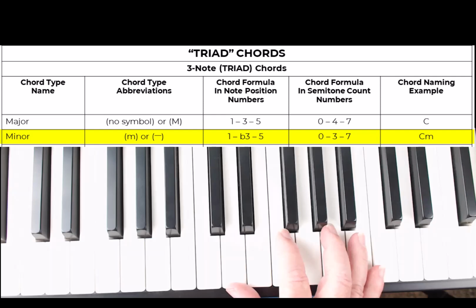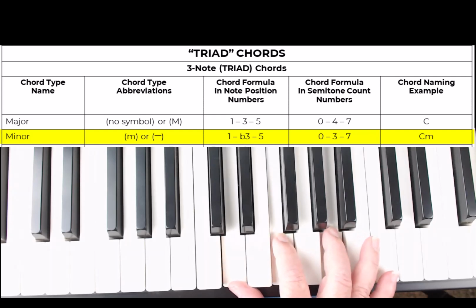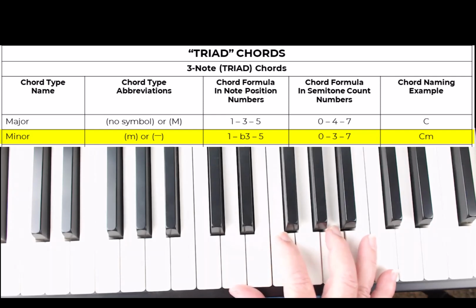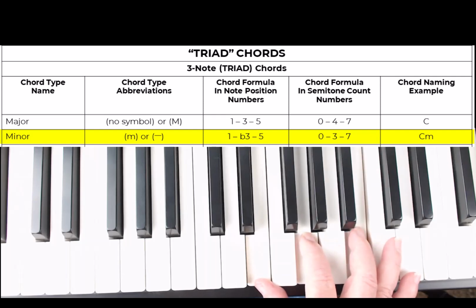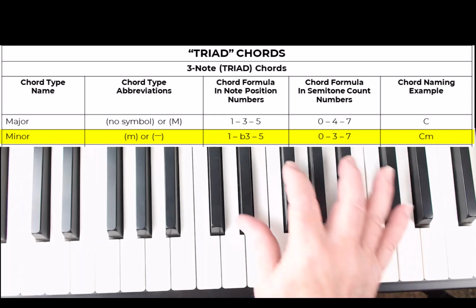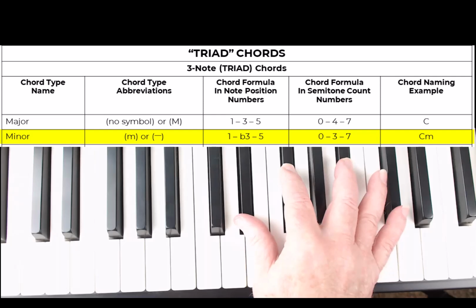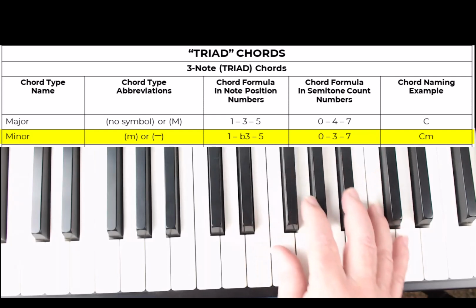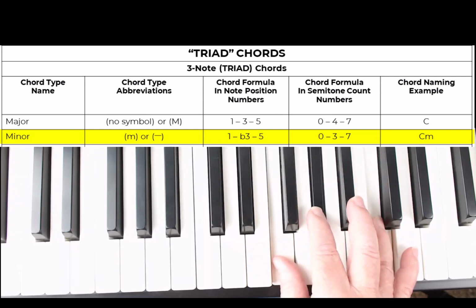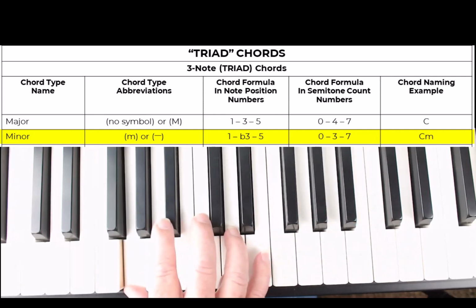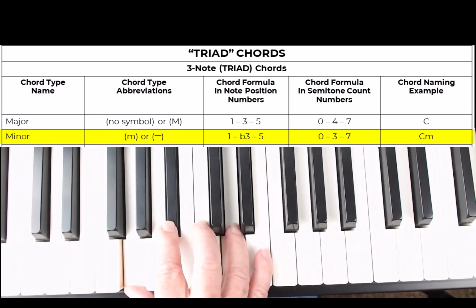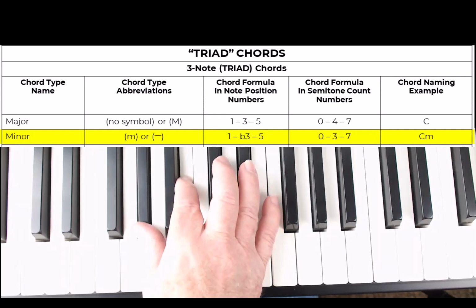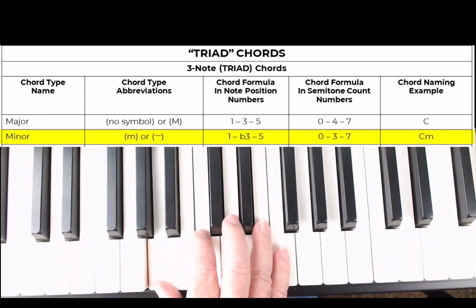For example, D minor, E minor, E flat minor, F minor, G minor, G sharp minor, A minor, and B flat minor.